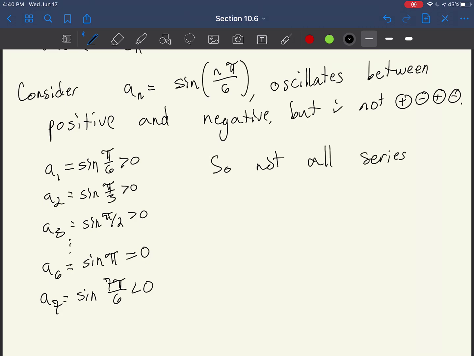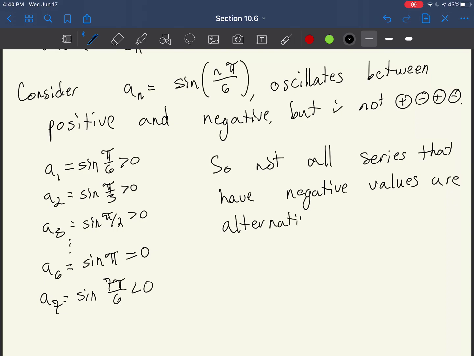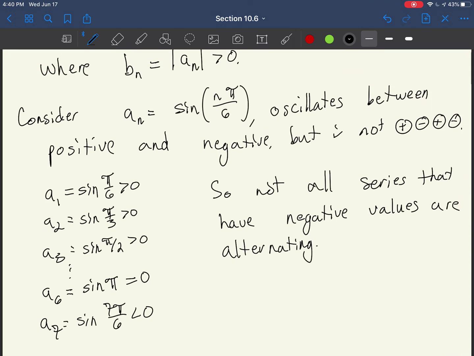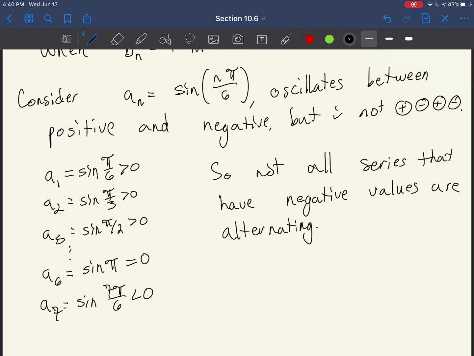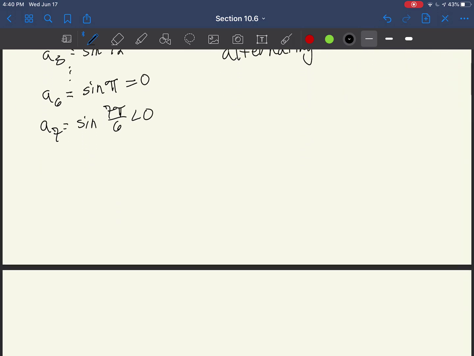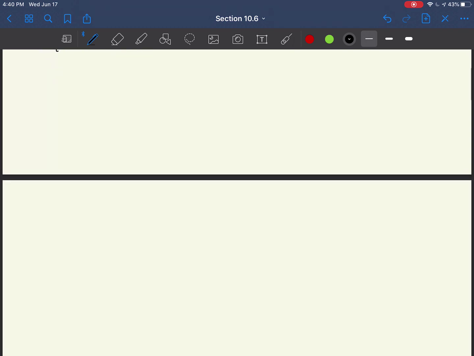So not all series that have negative values are alternating. So we saw if the series has negative terms, we can use the ratio and the root test, and that's true for the alternating series. But in this special case, we can actually use a different test.